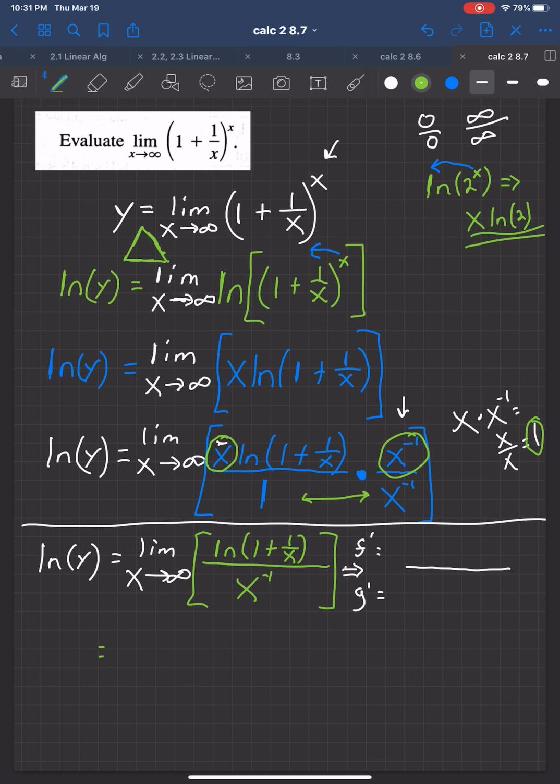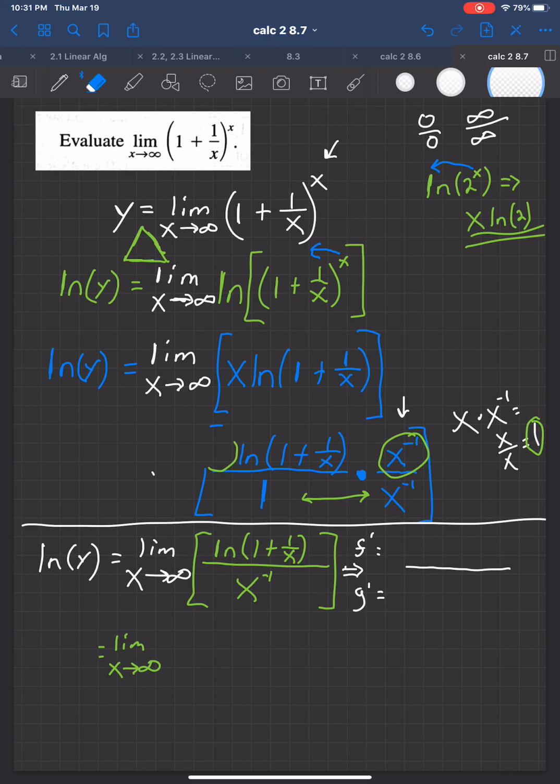So the limit as x approaches infinity, and let's rewrite this. So f prime, well, let's start there. So f prime, I'm taking the derivative, let's see here, so the derivative of ln of 1 plus 1 over x. Right, so if you don't mind, I'm going to erase everything north of this horizontal line, just so I have some space.